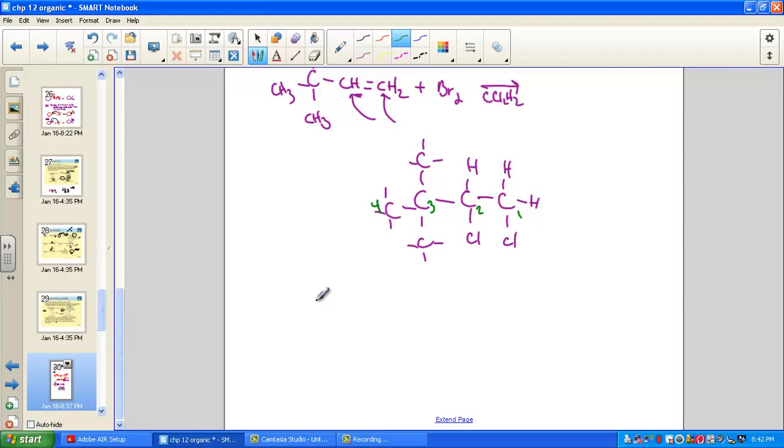And what would we do to name this? Well, we have a 1,2-dichloro. And on carbon 3, we have 2 methyl groups. And the whole root word here would be butane. Alrighty. Remember, alphabetizing, C gets priority over the M. Chloro is in the alphabet before methyl.